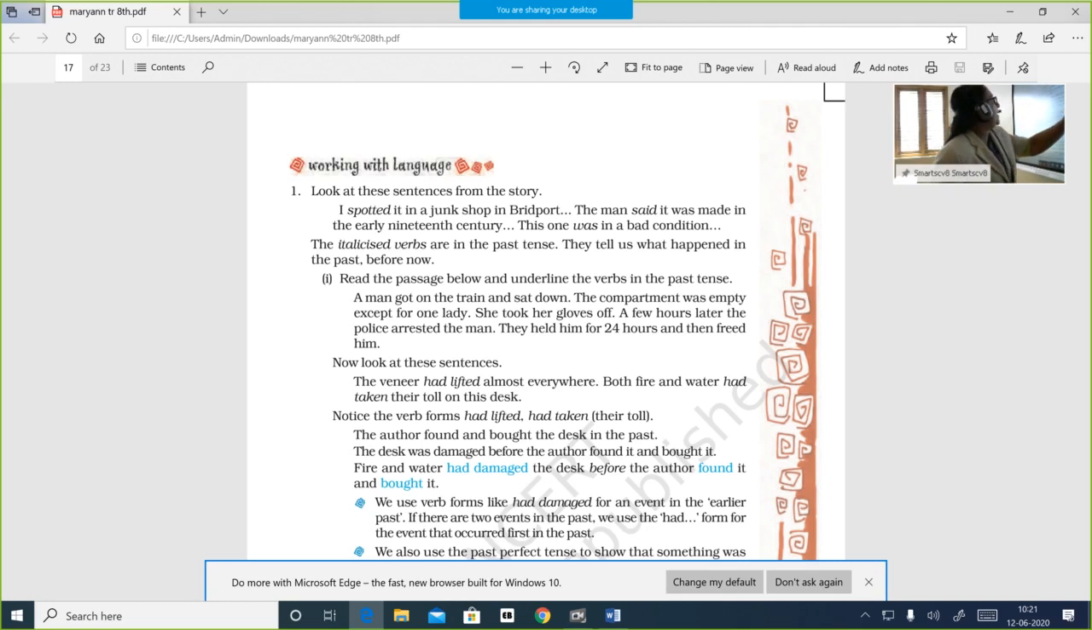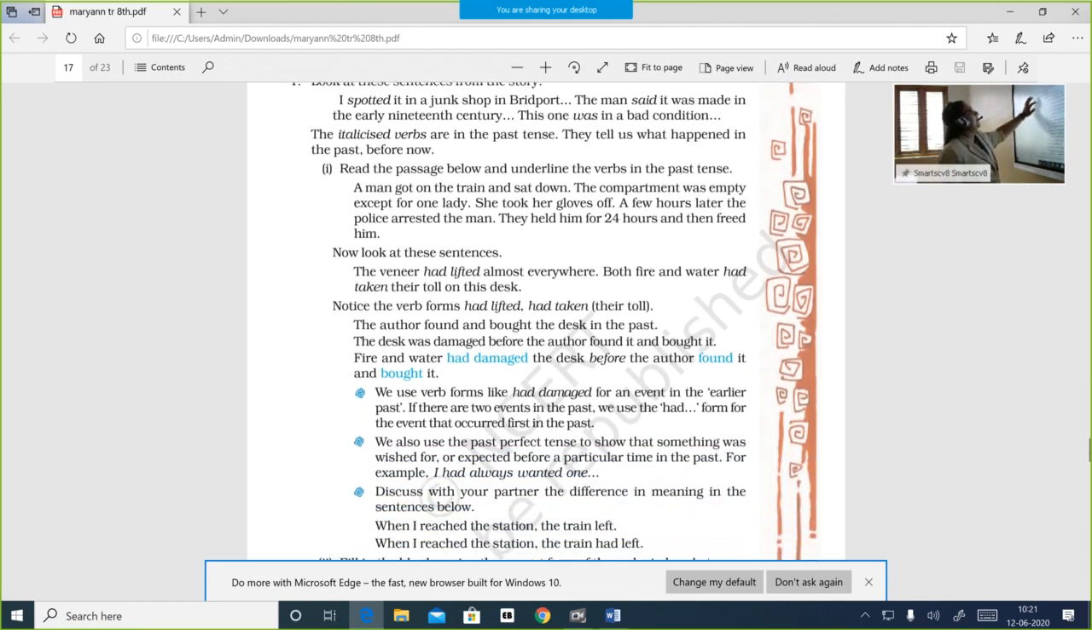A few hours later, the police arrested. Did you underline arrested? Arrested is the past tense of arrest. And they held him. Underline H-E-L-D, held. Held is the past tense of hold. And for 24 hours, and then freed. Underline freed. Freed is the past tense of free, F-R-E-E.